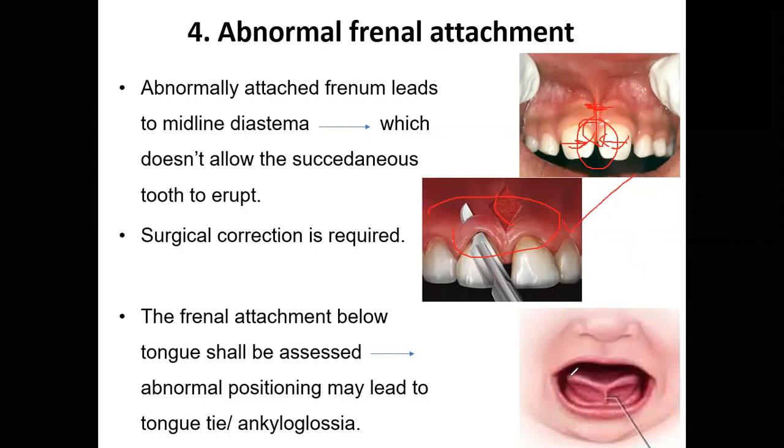Similarly here, if you see in the diagram that this frenum, the lingual frenum, is attached with the tip of a tongue. This is the tip of a tongue. Normally the frenum is not attached with the tip of a tongue, but here the frenum is attached with the tip of a tongue. That is called tongue tie. This frenal attachment is called tongue tie, and that is also called ankyloglossia, ankylosis of a tongue. So this abnormal positioning of a tongue due to a tongue tie or ankyloglossia will again lead to malocclusion.